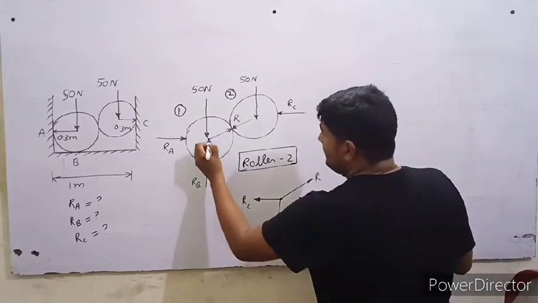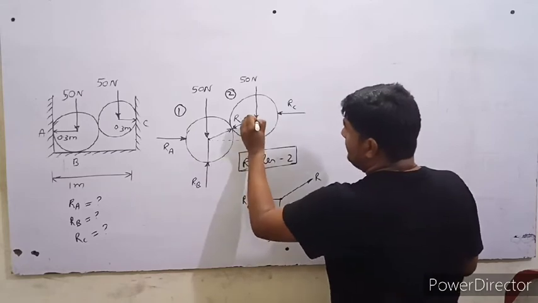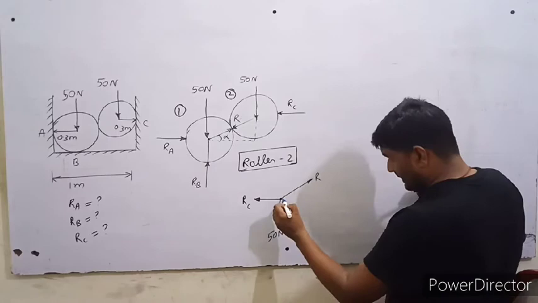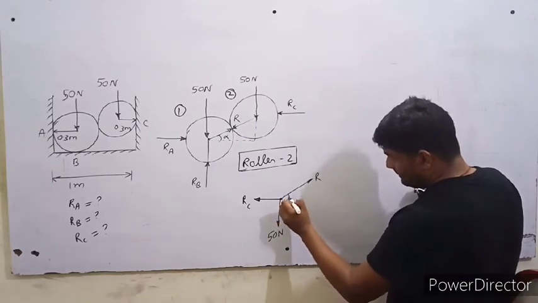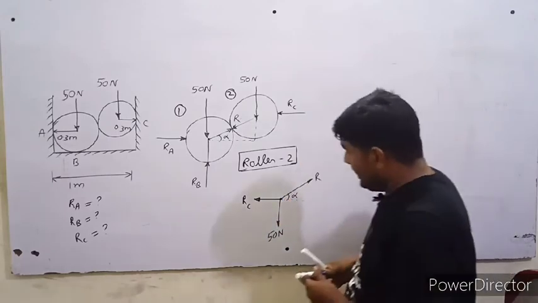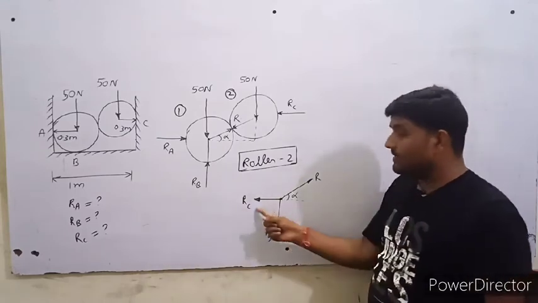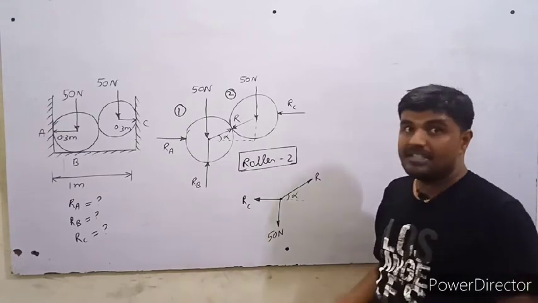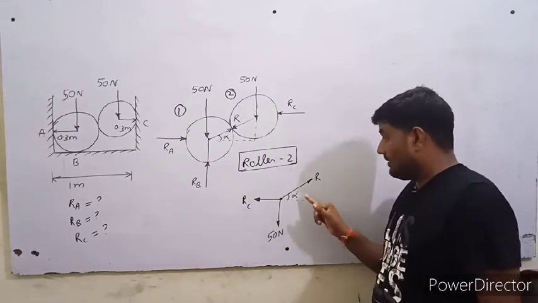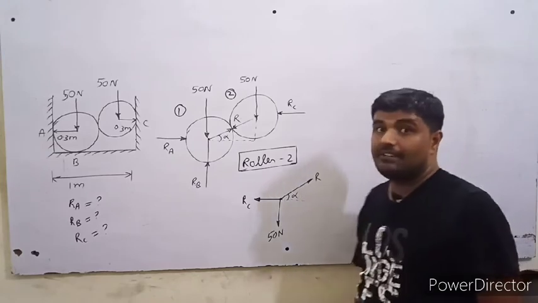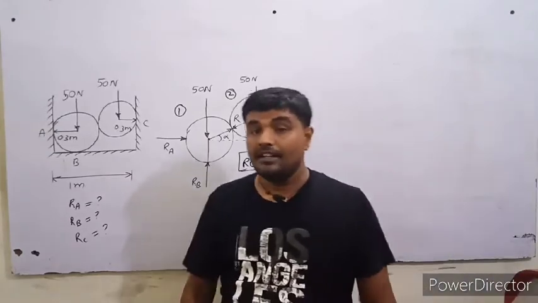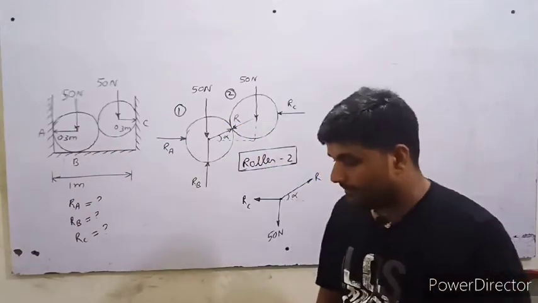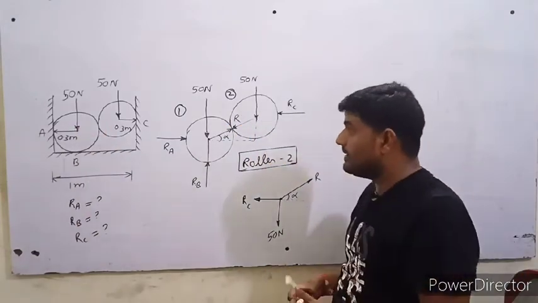I am assuming this reaction is acting at an angle alpha. So what is this? Alpha. So students, three forces we will directly apply Lami's equation or Lami's theorem. But our main concern here is to calculate alpha, because we don't know the value of alpha. To determine the value of alpha, we will take the help of our diagram. So how we will calculate alpha, students?